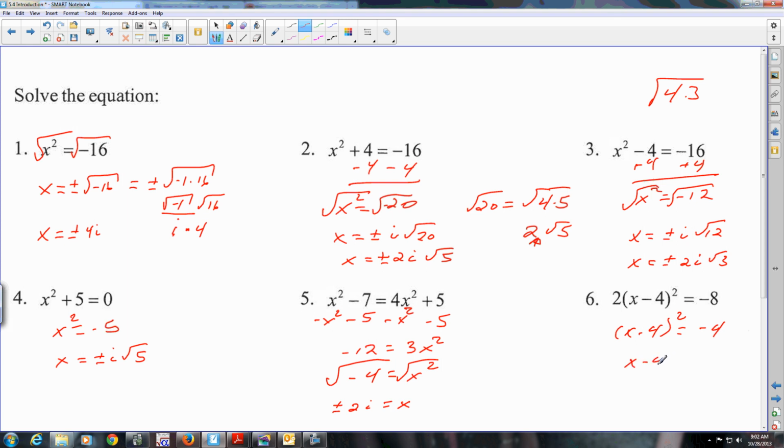Square root both sides, just like in the last one. So that was 2i. Add the 4 over. x is equal to 4 plus or minus 2i. Okay?